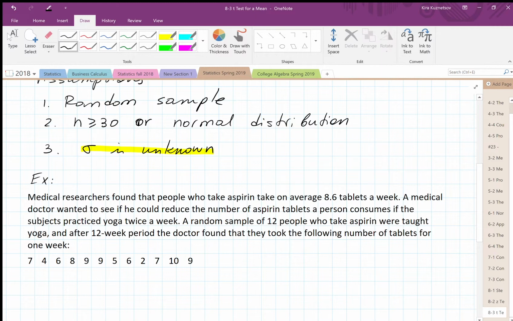My first example uses a data set. A medical researcher found that people who take aspirin take on average 8.6 tablets a week. So they gave me the fact that we are looking at an average. A medical doctor wanted to see if he could reduce the number of aspirin tablets a person consumes if the subjects practice yoga twice a week. A random sample of 12 people who take aspirin were taught yoga, and after a 12-week period, a doctor found that they took the following number of tablets for 1 week.